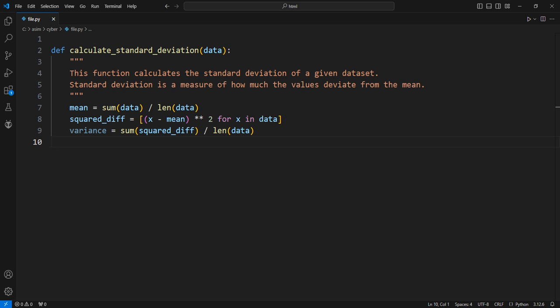Calculate the standard deviation. The standard deviation is the square root of the variance. It brings the unit back to the same unit as the original dataset, making it easier to interpret. A high standard deviation indicates that the data points are spread out, while a low standard deviation suggests they are clustered around the mean.